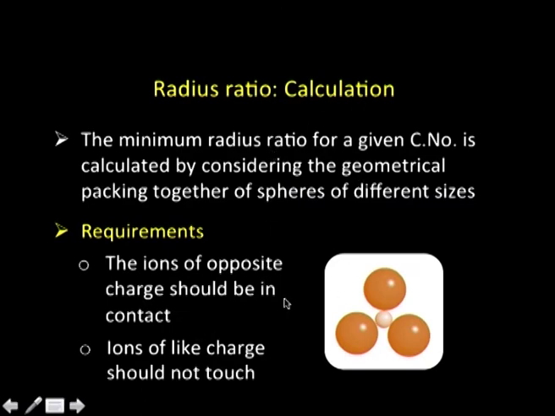We will take a very simple example here, and when we talk about such a geometrical arrangement, there are two things which have to be met. Firstly, the ions of opposite charge should be in contact, so this is my cation here, and this is anion. So, this cation is having 3 anion neighbors over there. And the second important thing is that the ions of like charges should not touch, that means the anions should not touch each other for the structure to be stable. So, that is what we expect it to be.